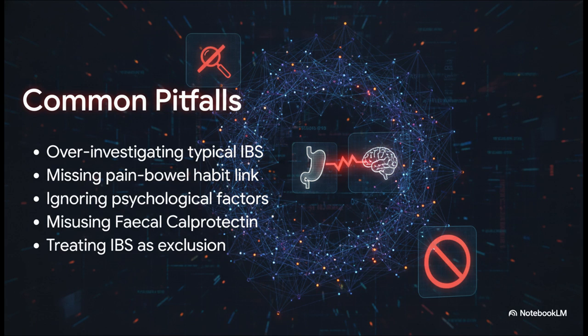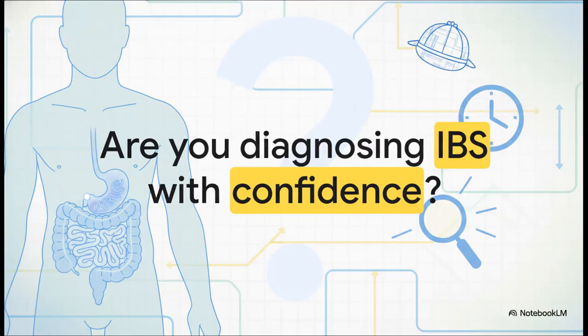Ignoring psychological factors is a major misstep, as is misusing the fecal calprotectin test in patients older than 45. And the biggest pitfall of the whole bunch, just like we noted at the very start, is continuing to treat IBS merely as a diagnosis of exclusion, rather than actually using positive symptom-based criteria. Which brings us to the end of our explainer, with a provocative question for you to consider. Are you treating IBS as a diagnosis of exclusion, or are you diagnosing it with confidence?